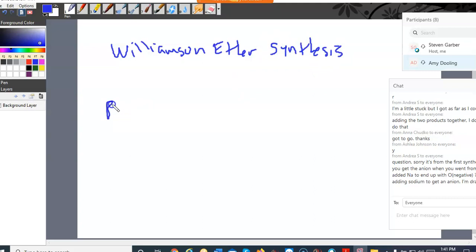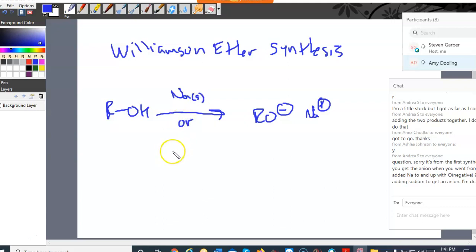Okay, if you take an alcohol and you want to make it into an O negative, and remember, O negative has to have a counter ion. Usually a sodium ion is our counter ion for it. So you can't just have a negative by itself. In order to do that, you can either add sodium metal, we looked at it as a solid, or we also saw an example where you can take sodium hydride.